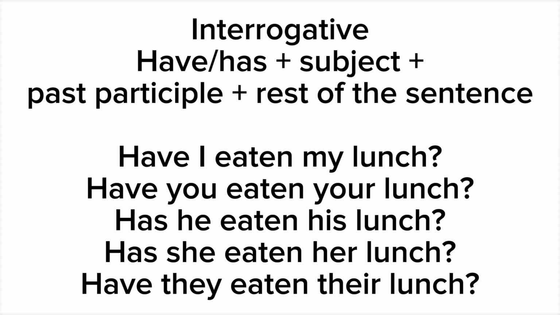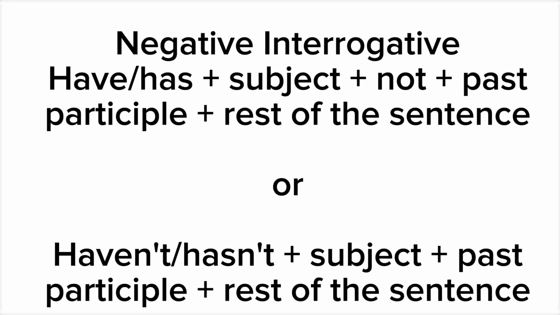For negative interrogative sentences, you can either use these two structures. First, have or has plus subject plus not plus past participle and the rest of the sentence, or the negative auxiliary contraction haven't or hasn't plus subject plus the past participle of the verb and the rest of the sentence.